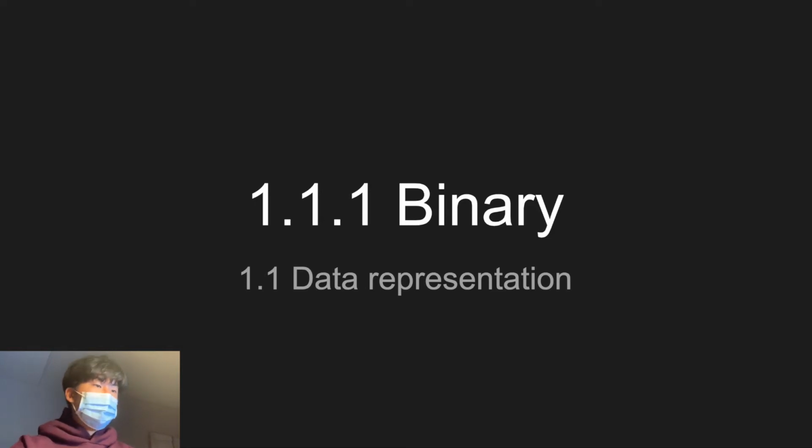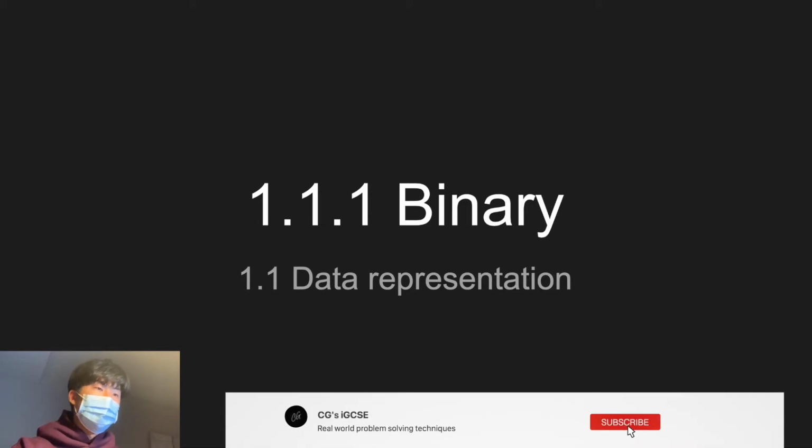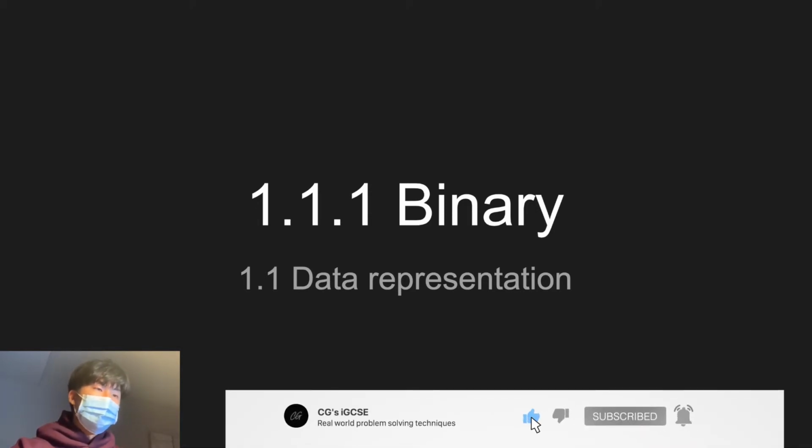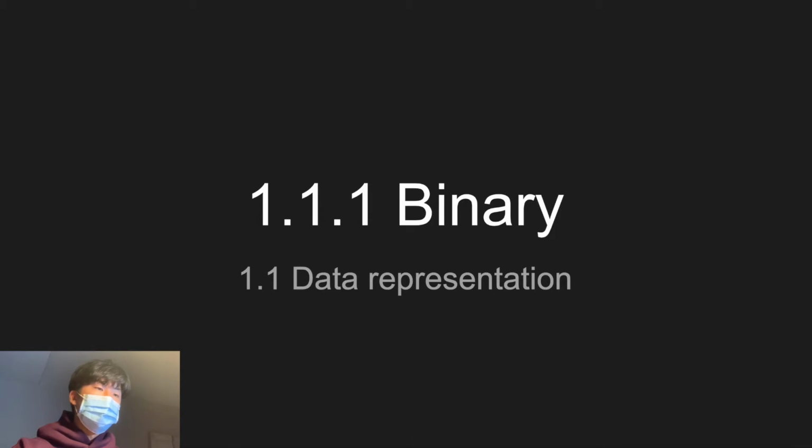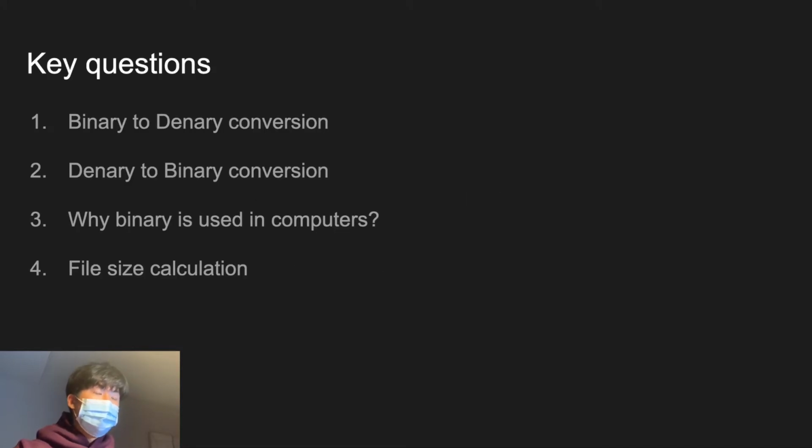Hello guys, this is the first chapter of the IGCSE Computer Science Syllabus, 1.1.1 Binary. This session will go over how to answer key essential questions in this section that are most frequent on the actual past papers. So the key question types for this binary, as you look at this table of contents, are denary to binary conversion, binary to denary conversion, and why is binary used in computers. And we're going to finally look at a file size calculation question, which requires you to calculate a bit.